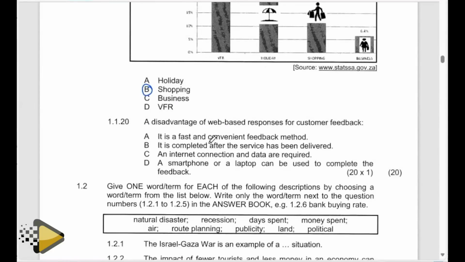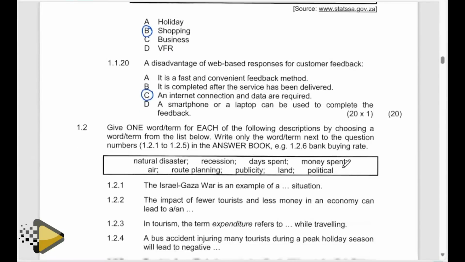1.1.20, a disadvantage of web-based responses for customer feedback. Web-based responses are also called online-based responses. One main disadvantage is that they require an internet connection and data before you use them. So when you don't have data, you cannot give a web-based response.